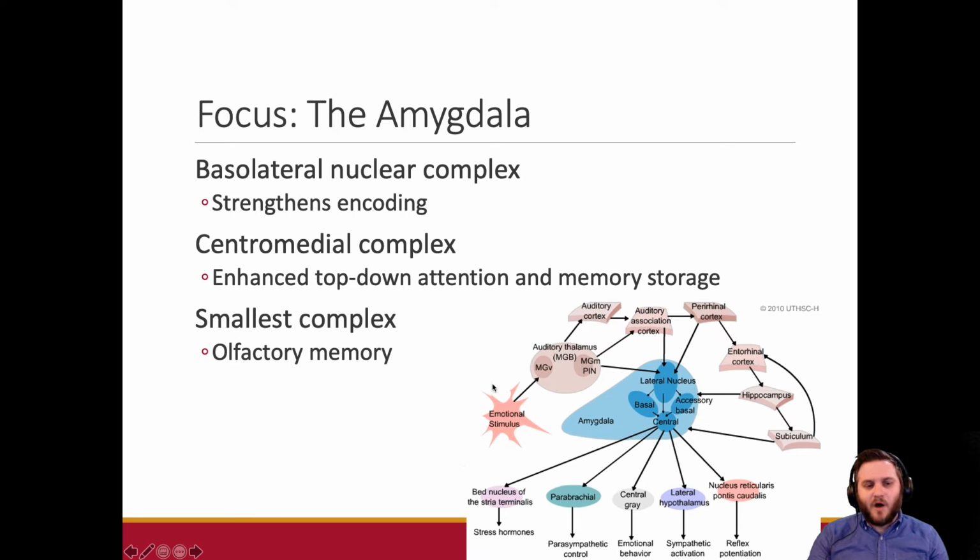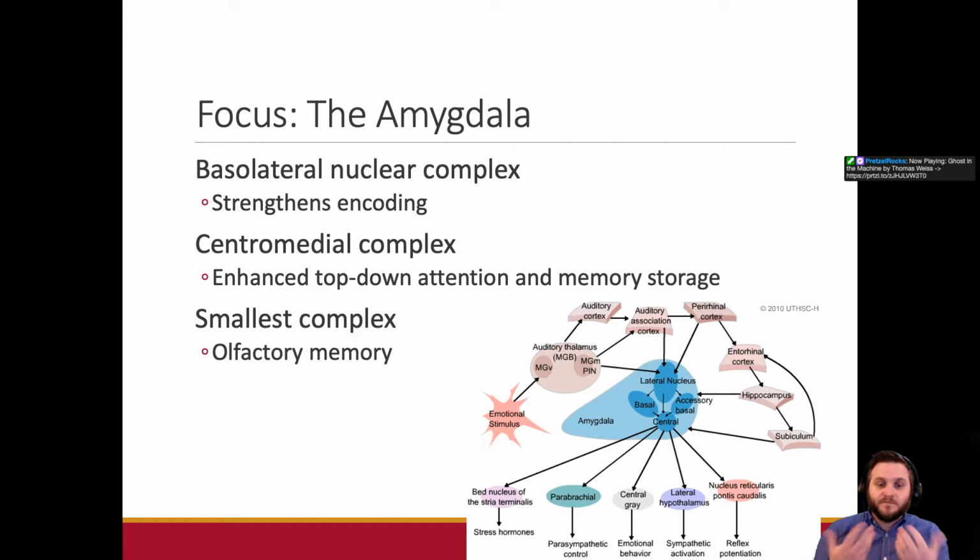Now, there is a small complex which gets input from the olfactory bulb directly. The olfactory system is the only one that doesn't go through the thalamus. It goes straight to the amygdala, and it goes into a very small complex within the amygdala, not represented on this image here, and that's where you connect smells with memory. And you probably are aware of that, okay?